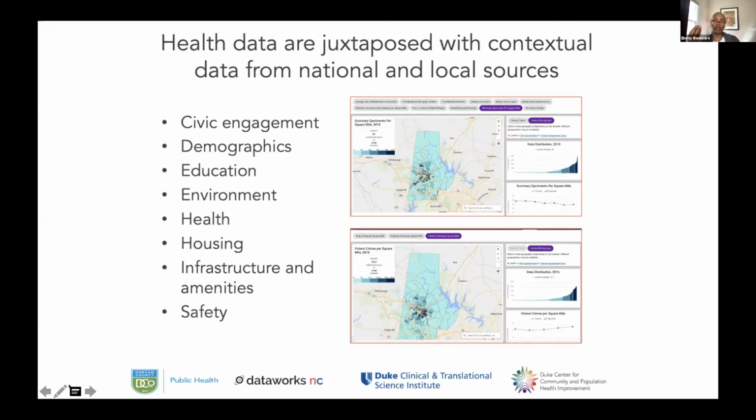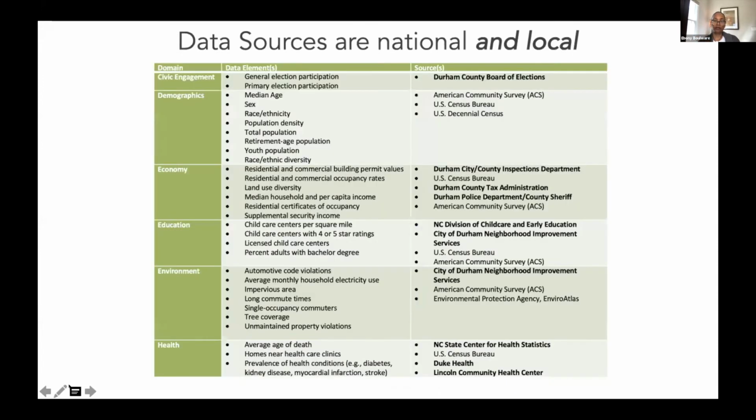So you have then a juxtaposition of, and these data are downloadable and they're linkable, all at the level of the neighborhood. So you have a juxtaposition of data that look at health and health conditions, at least prevalence of health conditions, and also information on these social and environmental determinants of health. And this is the kind of data that are there. For example, civic engagement, one proxy for that is primary and general election participation.